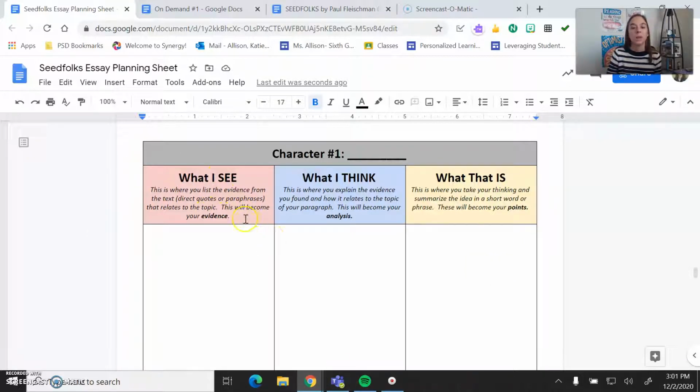This is What I See. It says, this is where you list the evidence from the text, direct quotes, or paraphrase that relates to the topic. This will become your evidence, and I notice it's red like evidence. So what I'm going to do is first think about my prompt, and then pick my character. My prompt is a character that contributes a lot to the garden. I'm going to pick Kim first because she starts the garden, right?